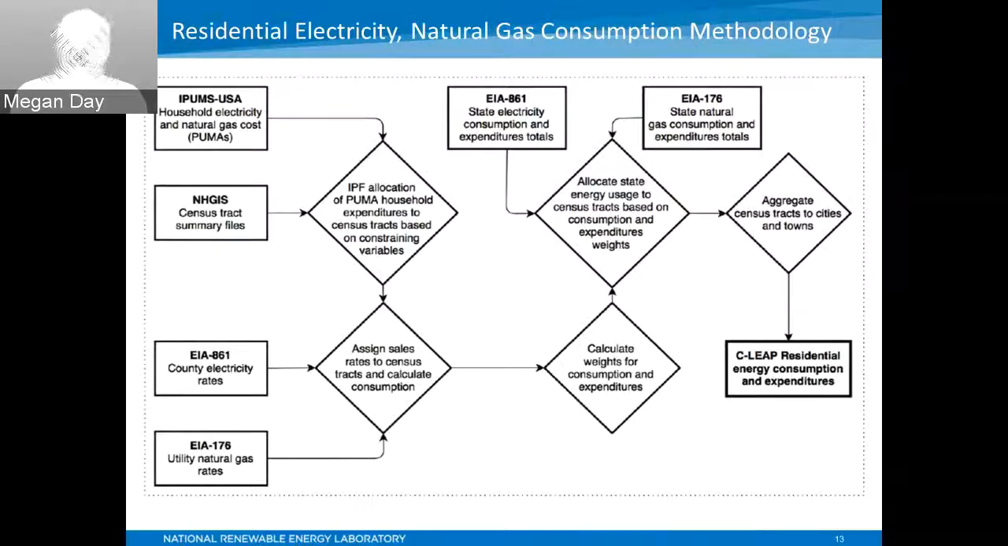So this is just a very quick outline of how we compiled the estimate and the methodology that we used. And we can go into that in more detail, but basically what we used was an iterative proportional fitting methodology, which is a massive cross-tabulation of all the data available at each census tract level, and then kind of running that through multiple times to refine it and bring in different data sets and better understand that city level consumption and expenditures.